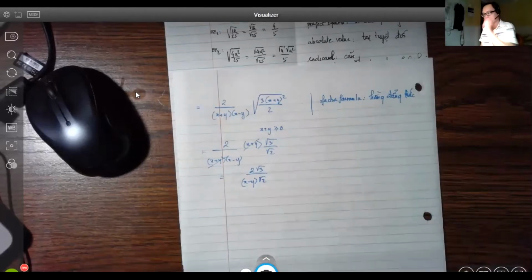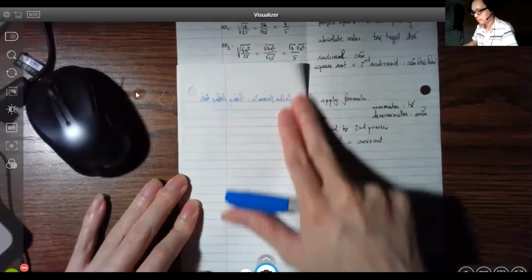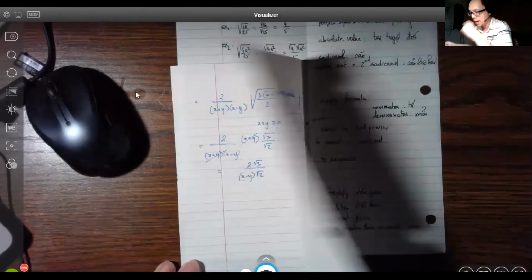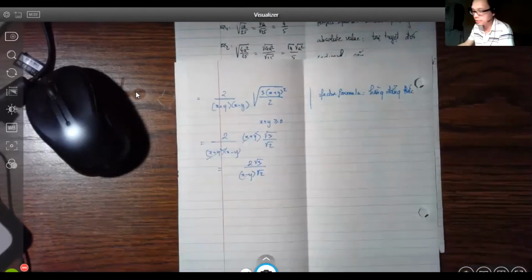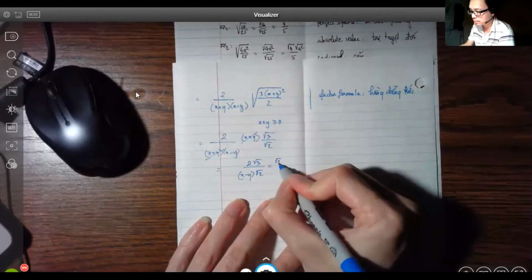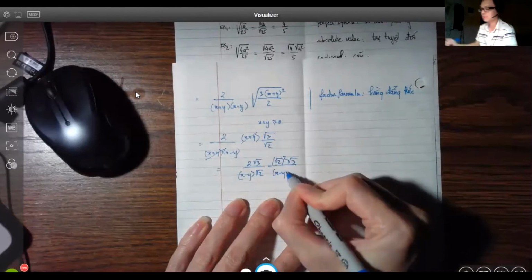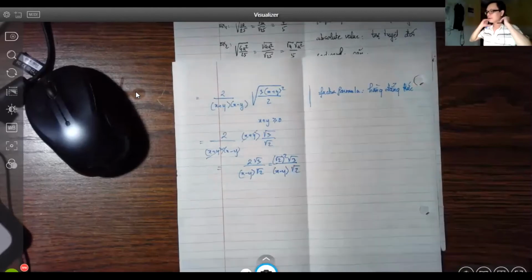Okay, but if you guys pay attention here, you will see that I can rewrite 2 as a square root of 2 squared over x minus y square root of 2. Okay.